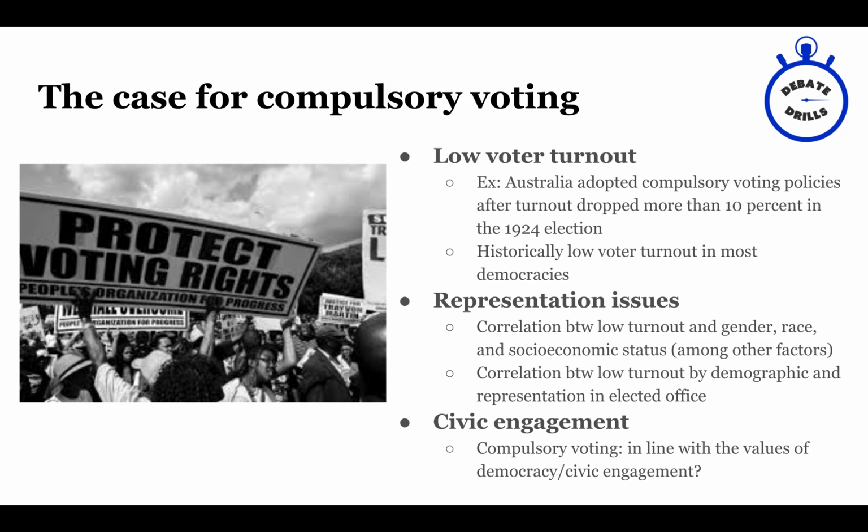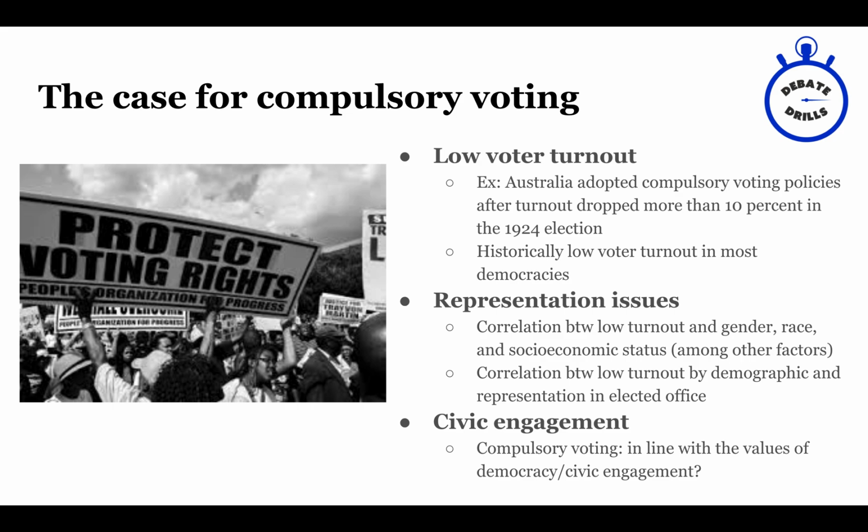All right. The second issue is representation issues. So this is another place where folks have thought compulsory voting could actually do a lot of good. There's a correlation between low turnout and gender, race, and socioeconomic status, among other factors. So what does this mean? It means that historically, folks in democracies who have tended to have the least access to voting have also tended to fall into categories that are often marginalized for various reasons within those particular states.